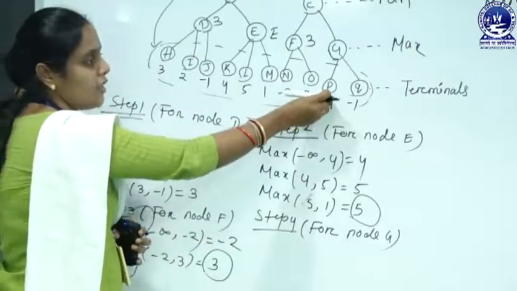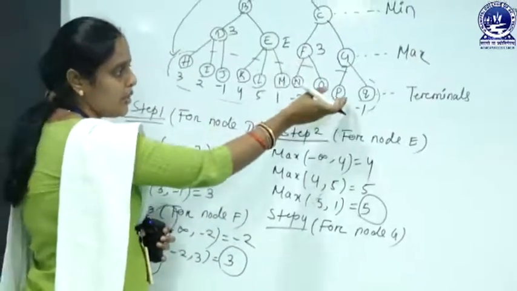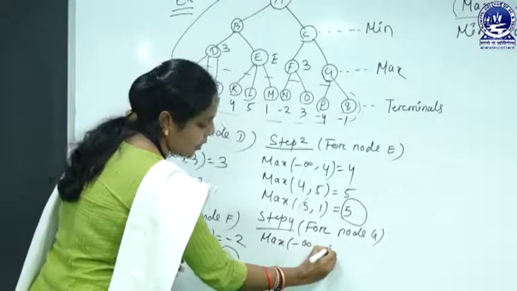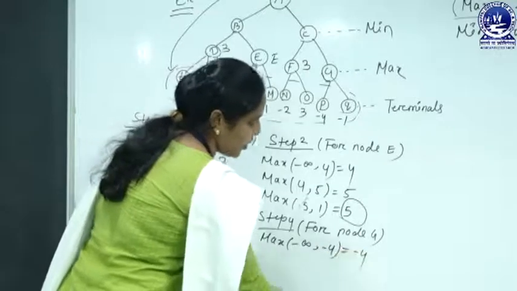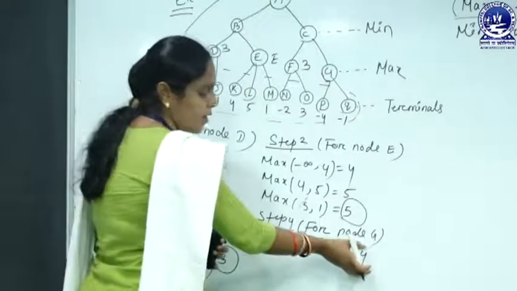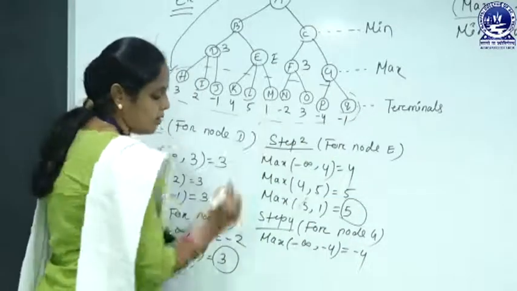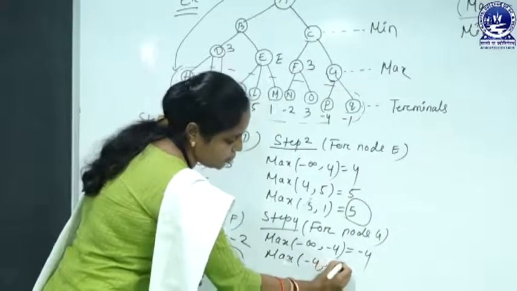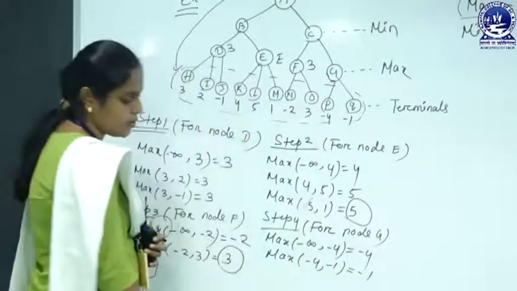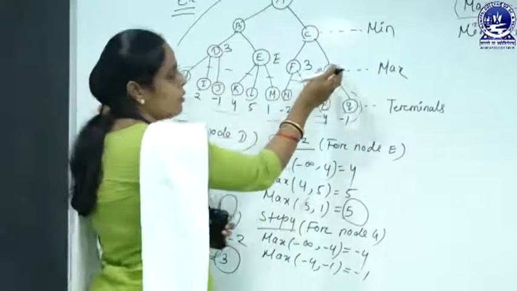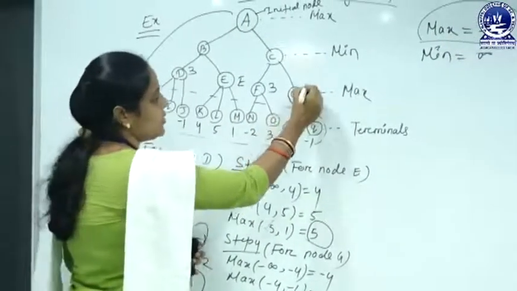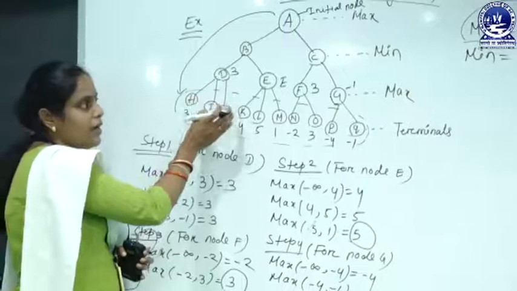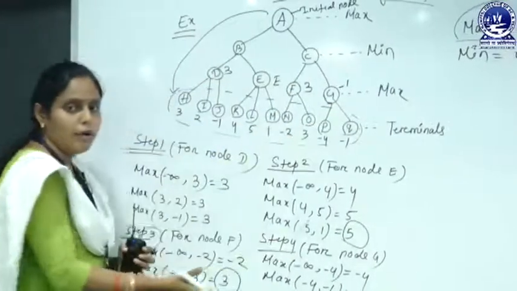Similarly, we check the initial value of the maximizer with this node value, that means max of minus infinity, minus 4, which is equal to minus 4. Again we compare this value with our next terminal value, that is max of minus 4, minus 1, which is equal to minus 1. Now our utility value for this node G is minus 1. At this point our maximizer turn will be over.